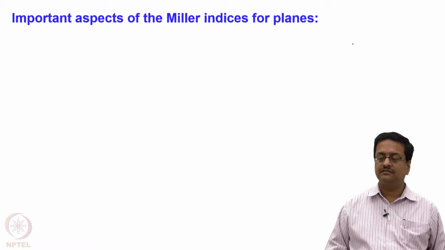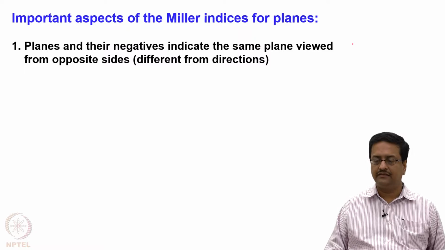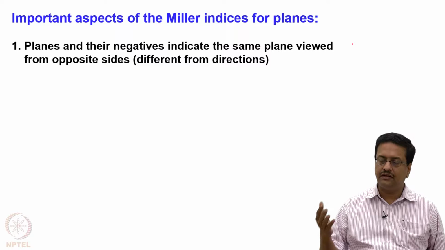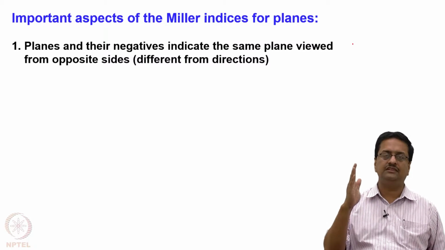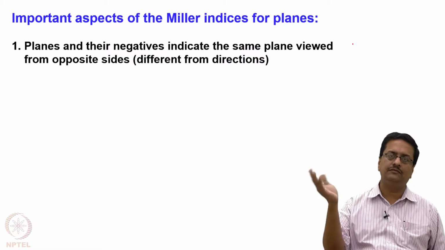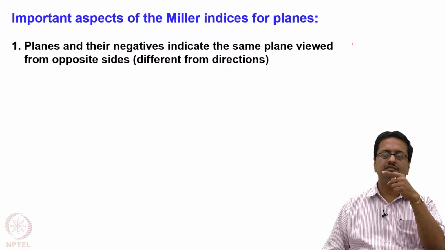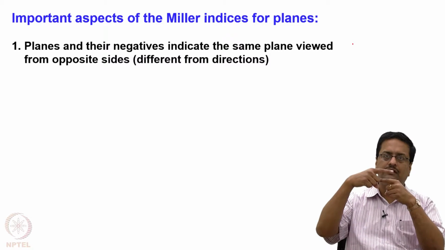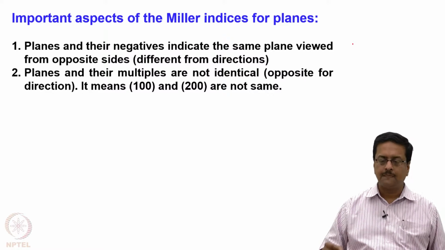Some important aspects of the Miller indices for planes continue. The planes and their negatives indicate the same plane viewed from opposite sides. This is different for directions. So if you have a plane HKL and you are talking about H bar, K bar, L bar, you are looking at the same plane from two different directions. Whereas in case of crystallographic directions, a direction HKL is opposite in direction compared to a direction H bar, K bar, L bar. So they are two opposite directions.